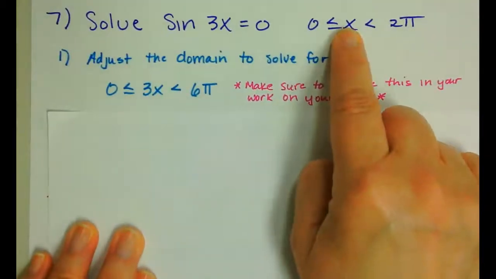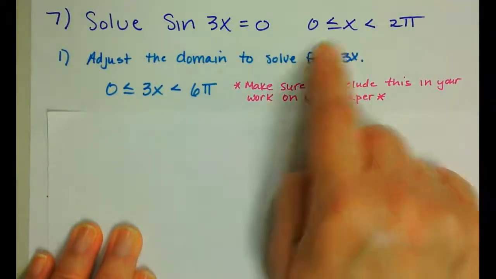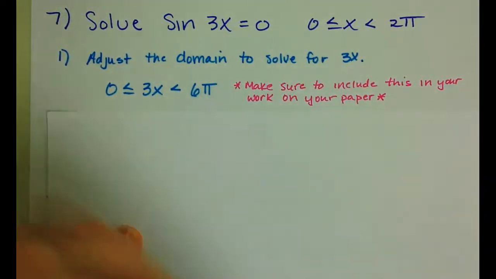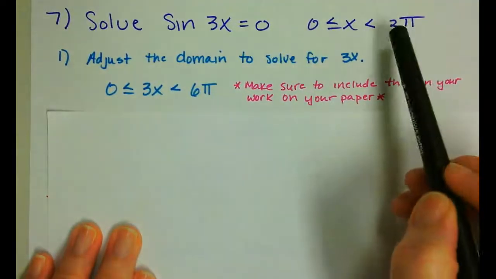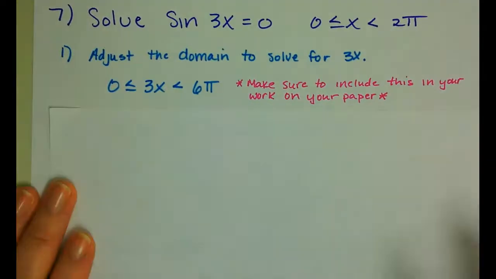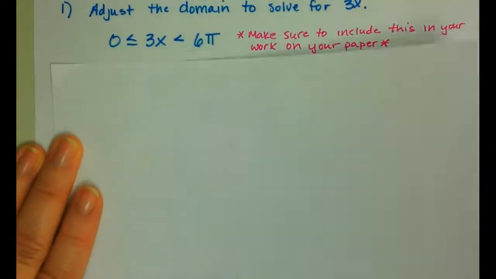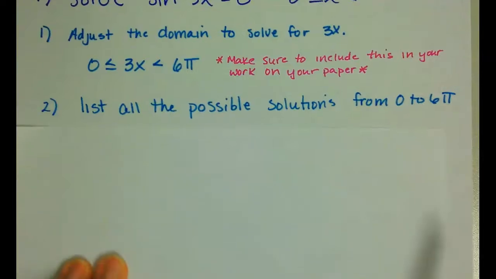So I'm not solving for x, I'm actually solving for 3x. So what do I do to x? To get to 3x, I multiply it by 3. And if I multiply this part by 3, I have to multiply this part by 3, and I have to multiply this part by 3. So I get my new restriction. Once I have my restriction, then I'm going to build my problem. Solutions from 0 to 6 pi.